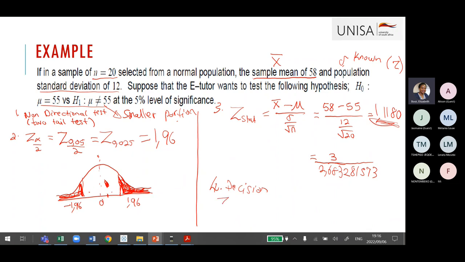So we can say our z of 1.1180 is less than our critical value of z alpha divided by 2 of 1.96. Therefore, we fail to reject the null hypothesis and state that the mean is equal to 55. That's how you will state your decision and your conclusion. And that is the example. So you just need to know how to do your hypothesis. So even for the t value, you will also do the same.